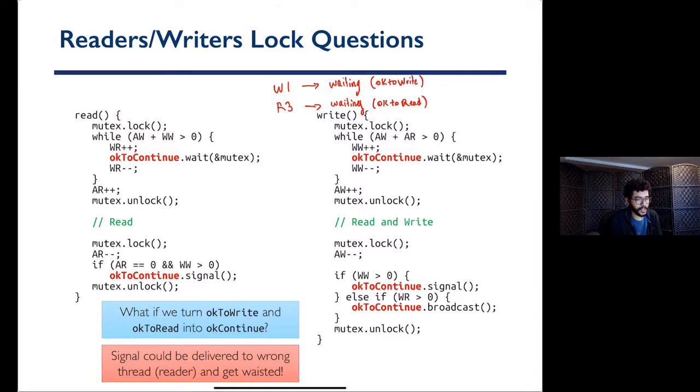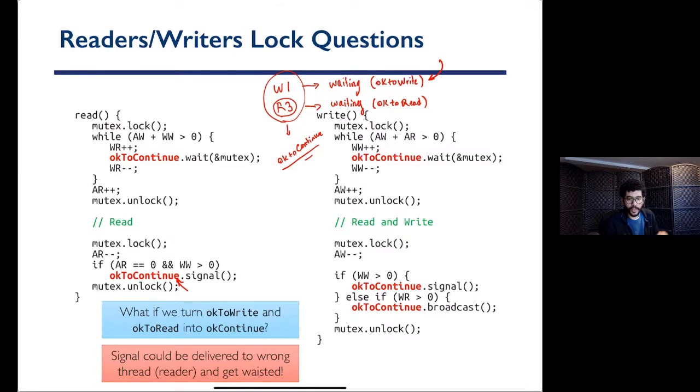Now, if we have only 1 condition variable, then both of these 2 guys are going to wait on OK to continue. In our previous example, once the active readers were done, they would send a signal to OK to write and would wake up W1. Now, in this example, when R1 and R2 are done, they're going to send a signal to OK to continue. Now, I have 2 threads waiting on OK to continue, W1 and R3. There is a possibility that the signal is delivered not to W1, but to R3.